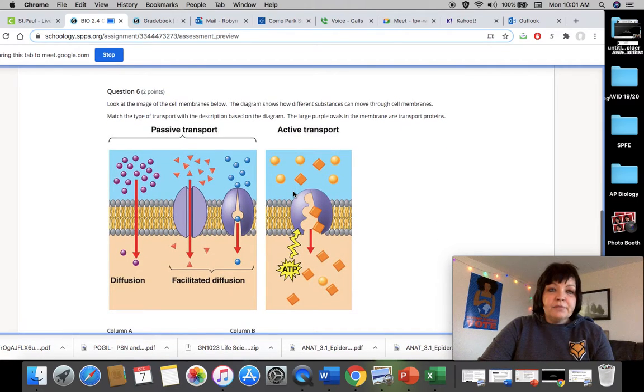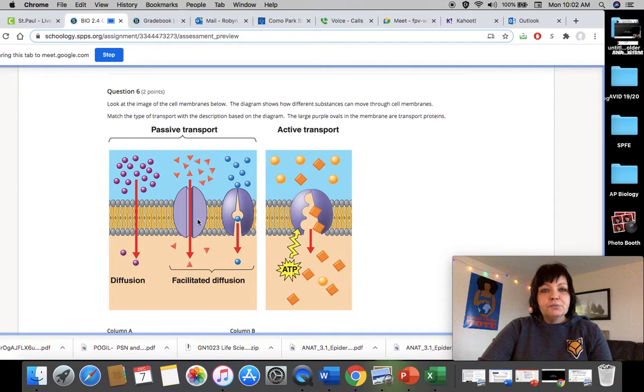All right, this one a lot of people got wrong too. This one was looking at this image again. So it says look at the image of the cell membranes below. So this is the cell membrane. All of these little molecules, they kind of look like balloons with strings on them, I think. But there's 2 layers here of these lipid molecules, and it's showing how things move through. So it says the diagram shows how different substances can move through cell membranes. Match the type of transport with the description based on the diagram.